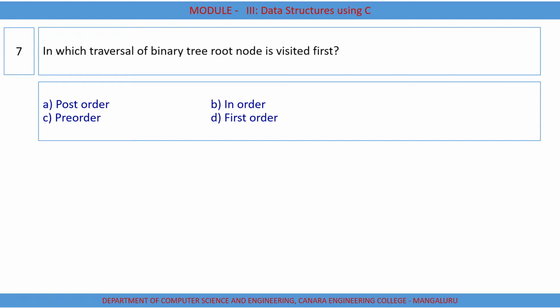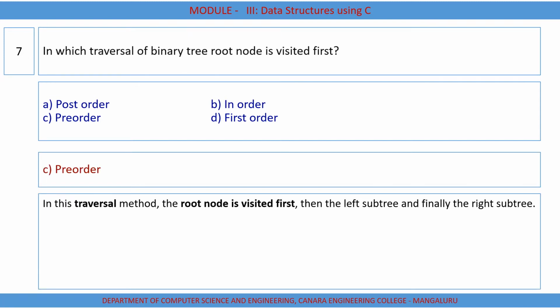In case of in-order, first you traverse the left subtree, then you visit the root node, then you traverse the right subtree recursively. In the post-order, first you have to finish traversing the left and right subtrees, and finally you have to visit the root node. So with that concept, the traversal of a binary tree in which the root node is visited first is preorder. In case of preorder, you visit the root node first.